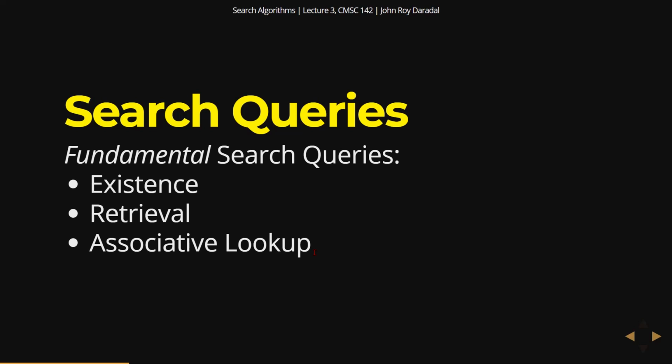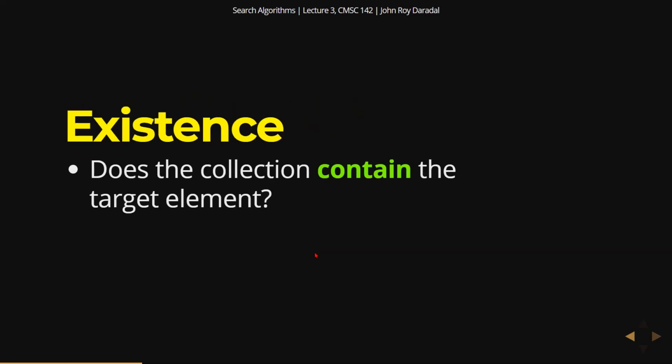Now, there are 3 fundamental search queries. We have existence, retrieval, and associative lookup. So existence asks the question, does the collection contain the target element? So does the target element exist in the collection, basically? So this will return true or false. Is it there or not?